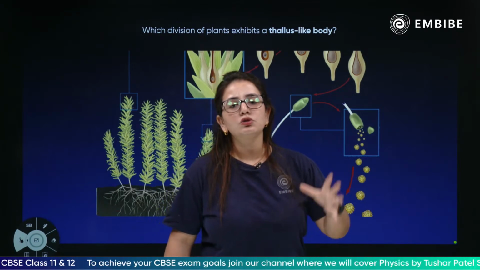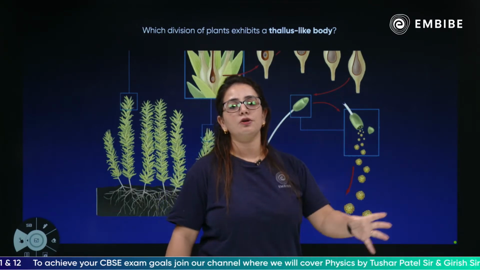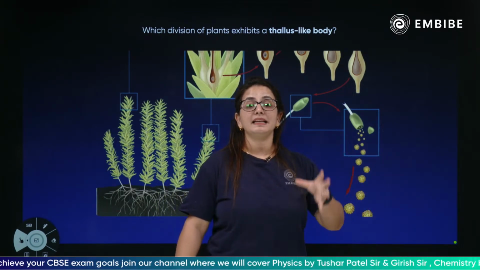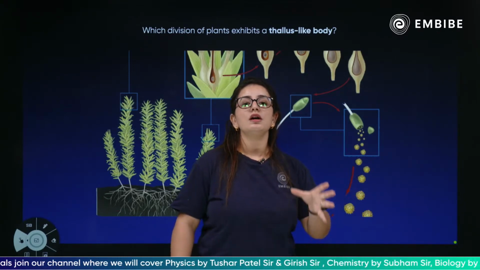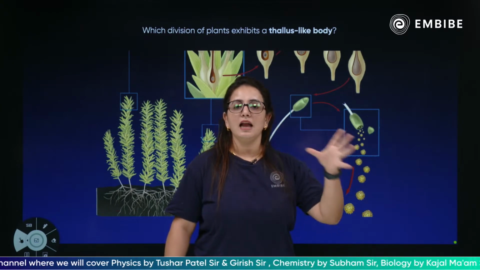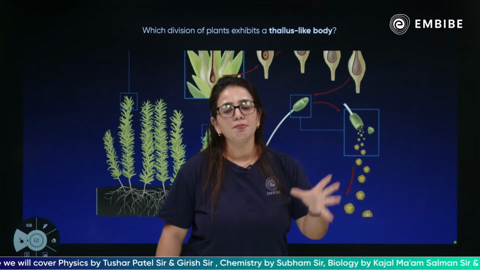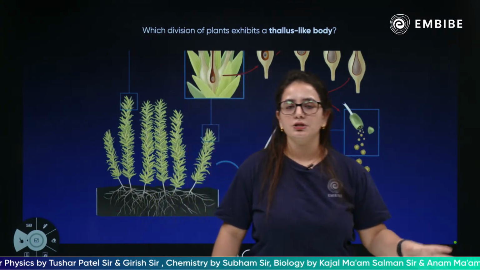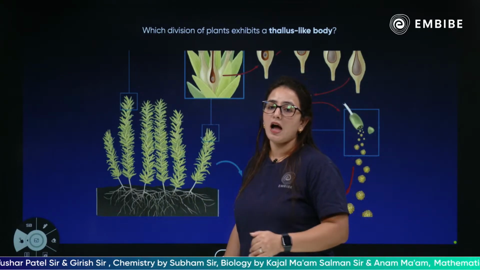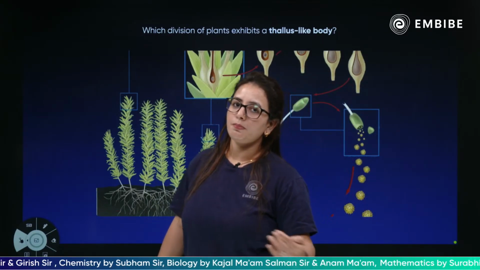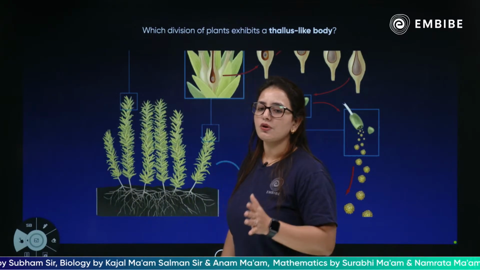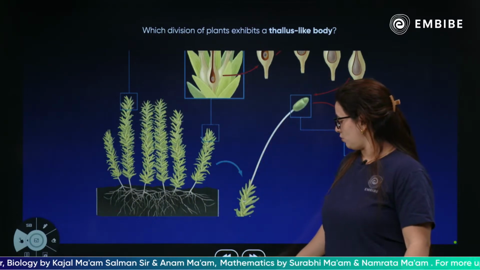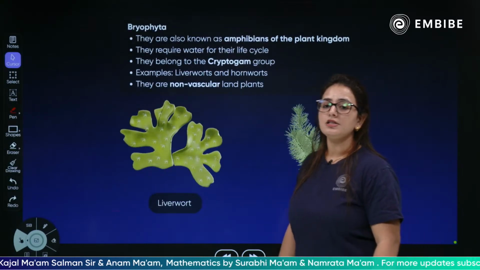The body is not completely differentiated into root, stem and leaves, but they do have structures resembling root, stem and leaves and performing exactly the same functions. But we cannot say that they have root, stem and leaves properly. The body is still in the thallus condition. So we're going to discuss the bryophytes, which have the thallus-like structure.